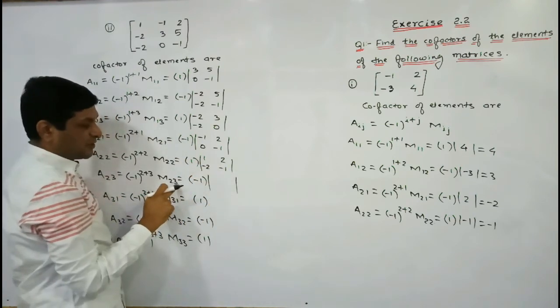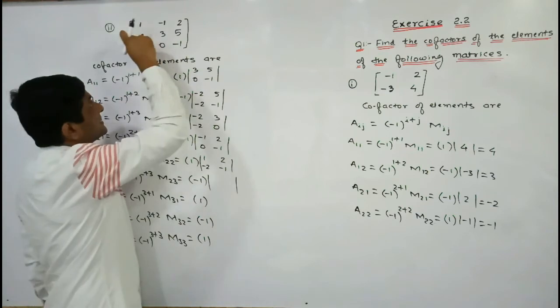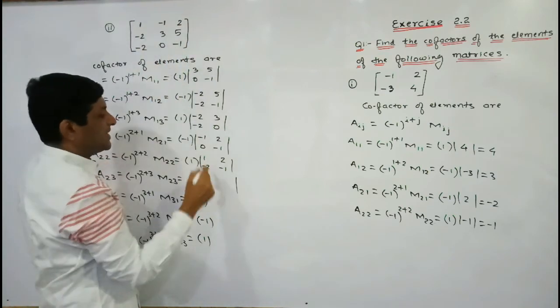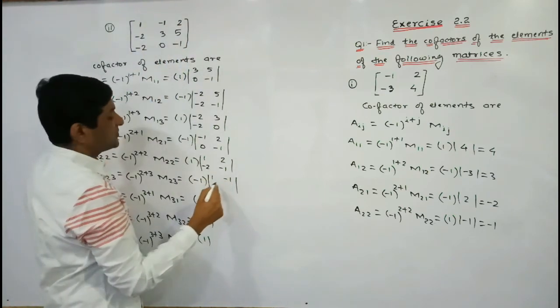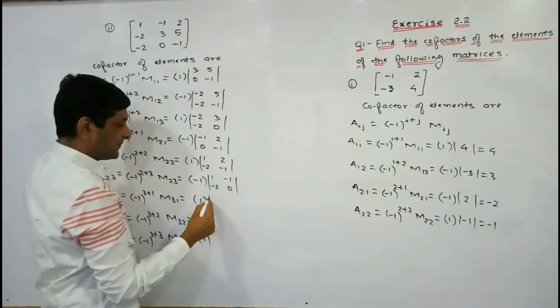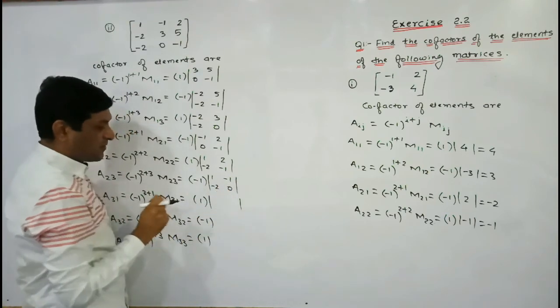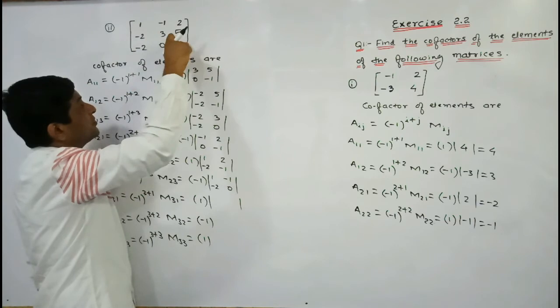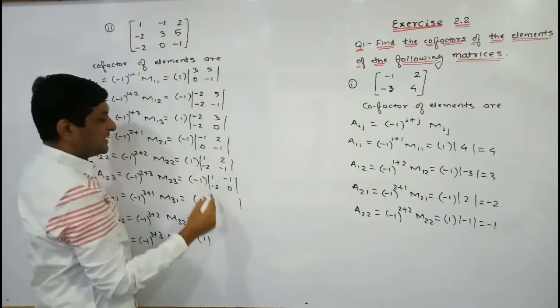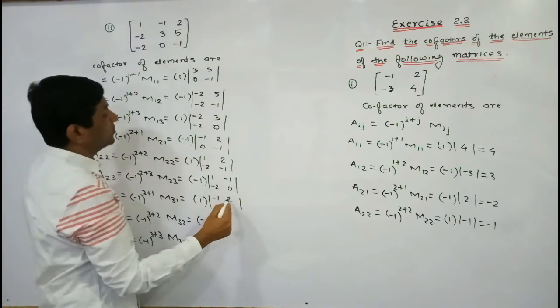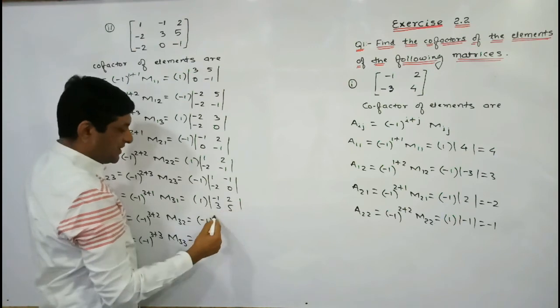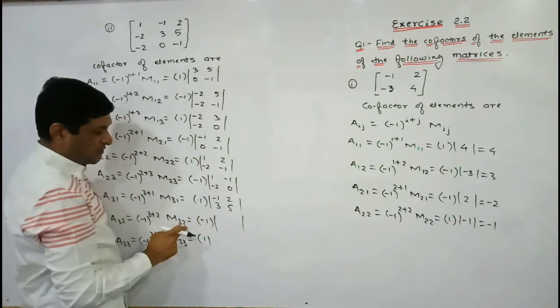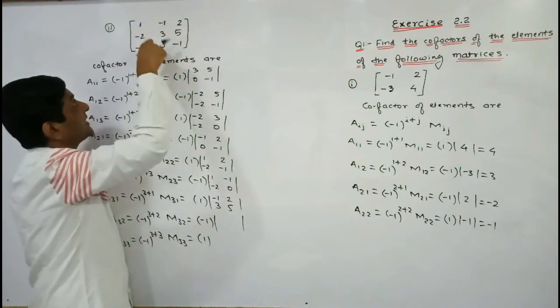Then delete the element of second row and third column. What we are getting? 1, minus 1, minus 2, 0. Now delete the element of third row and first column, which leaves the remaining elements minus 1, 2, 3, 5. Now delete the element of third row, second column.